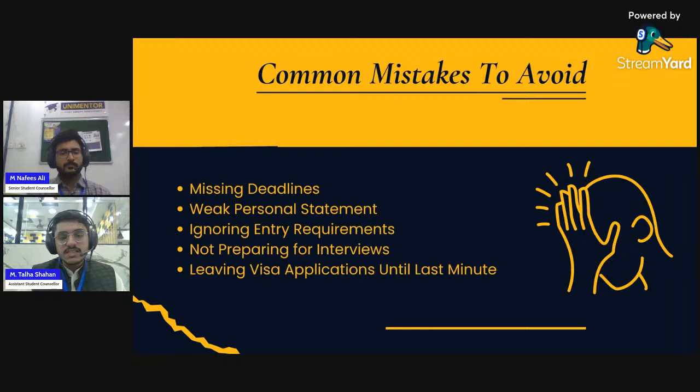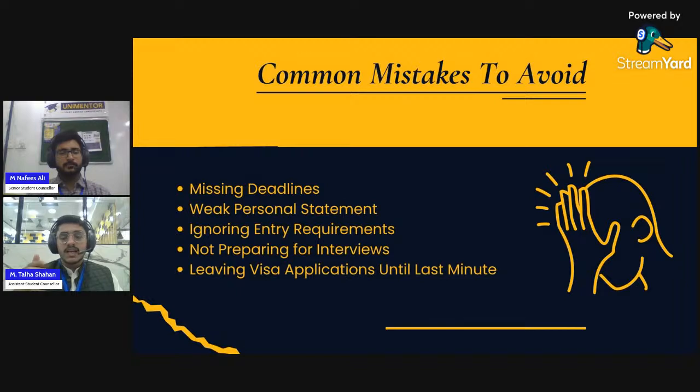Another common mistake is not preparing for the interview. It is also one of the most common mistakes. Some universities may invite you for an interview, so practice answering common questions confidently. And if you are working with any consultant, please ask your consultant to prepare you for the pre-CAS interview.